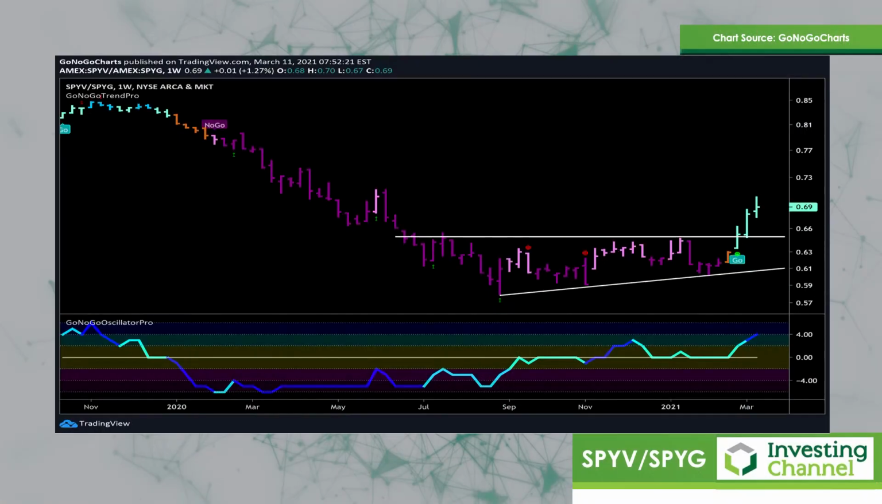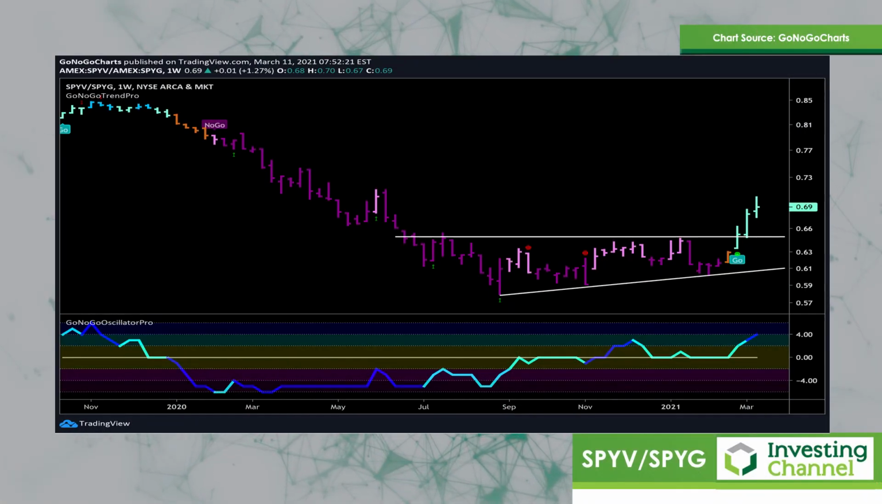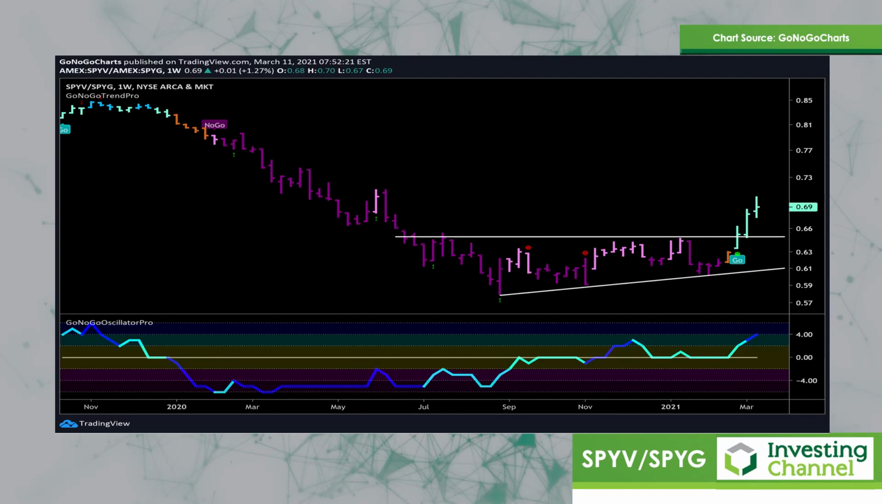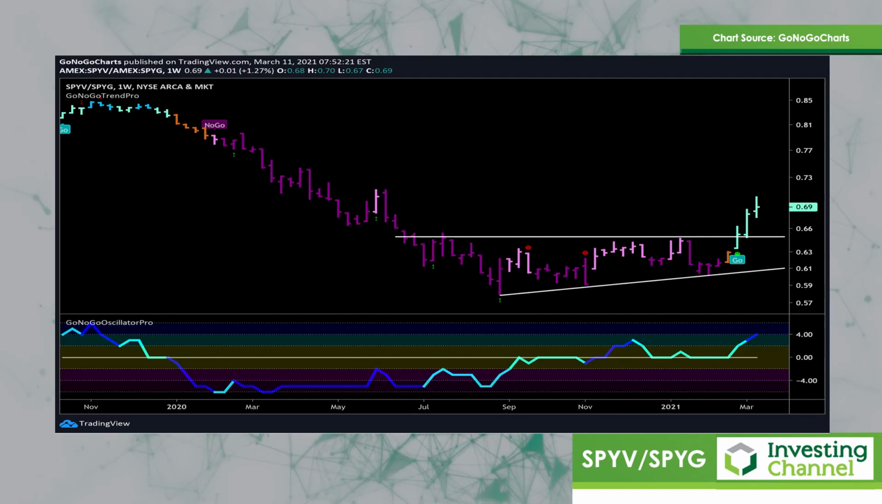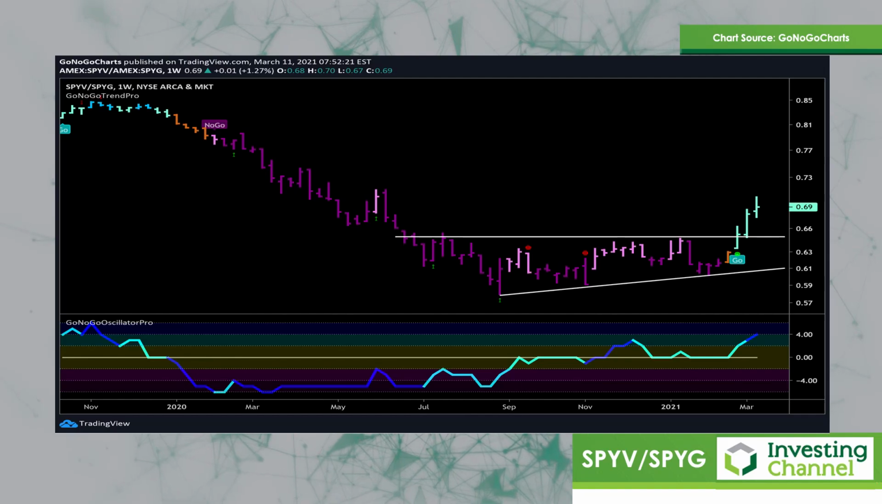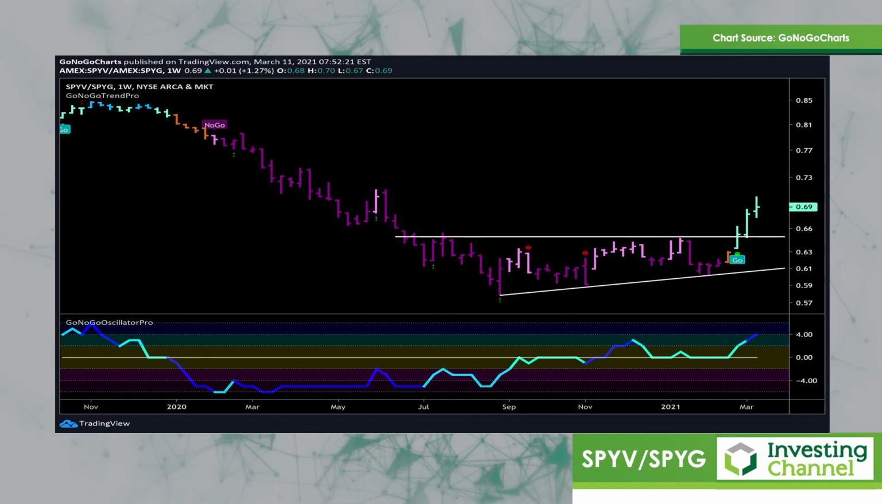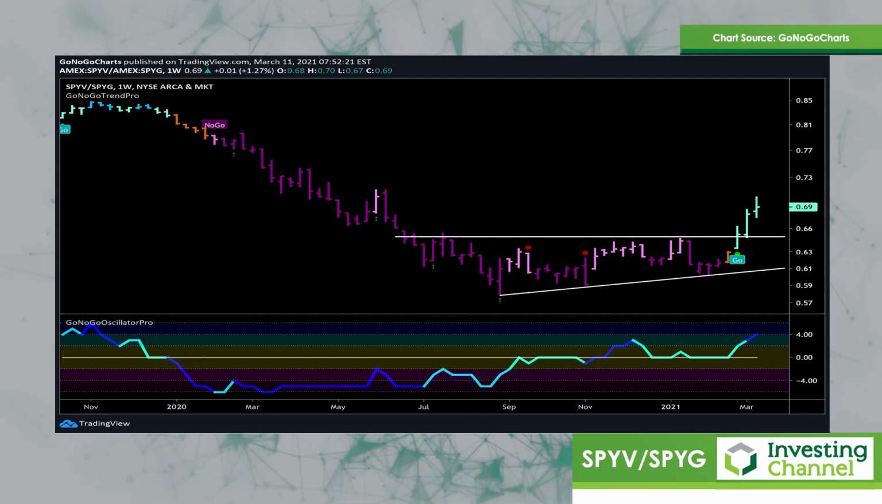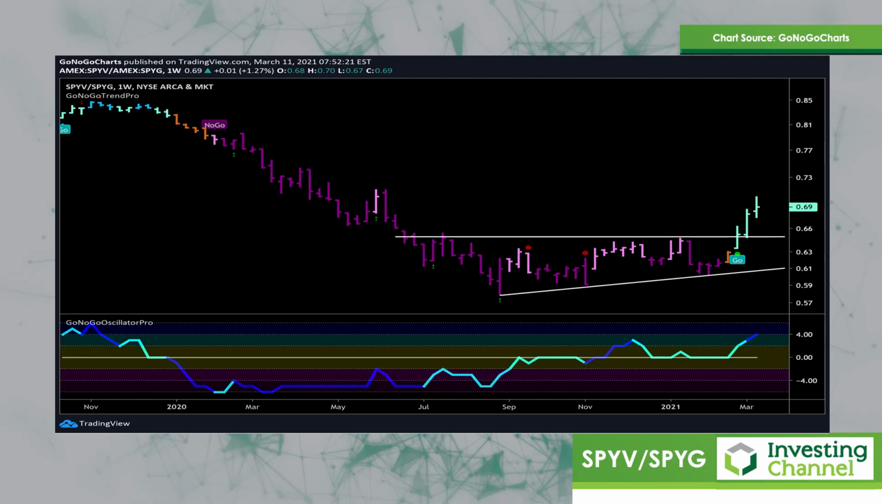But one of the themes that we've been discussing this week has been the rotation from growth stocks into value. So that's the first chart that we're going to look at today. This chart is a go no go chart on a weekly time frame, a slightly larger time frame than usual, and it's looking at the ratio between the SPYV, which is the value ETF for the S&P, to the growth ETF for the S&P, the SPYG.